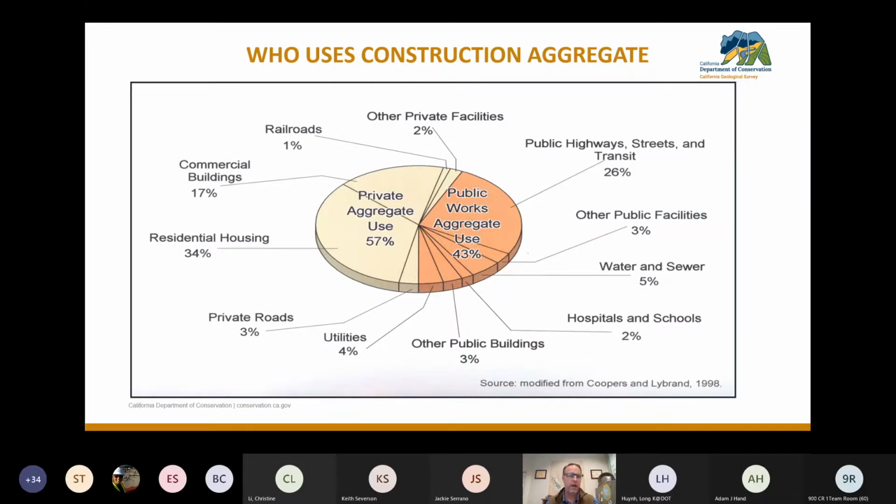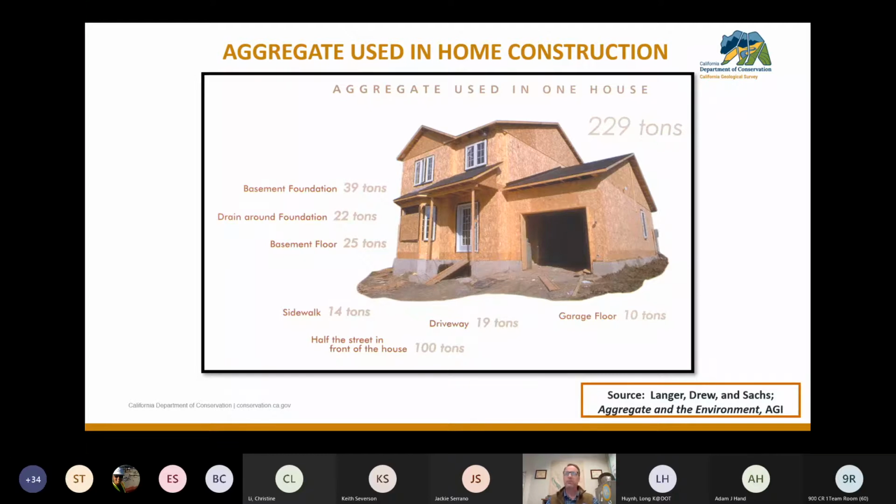So we can see from this slide, there's 57% commercial projects, 43% construction aggregate for public works. And it reaches a lot of people. So right here, this is just a quick slide of aggregate used in a home. 229 tons, they estimated. And so this is important. Aggregate should be important to everybody because it impacts everybody's life.